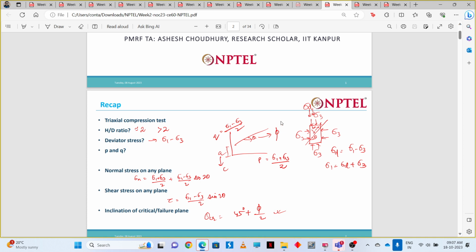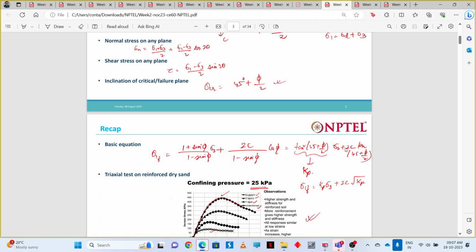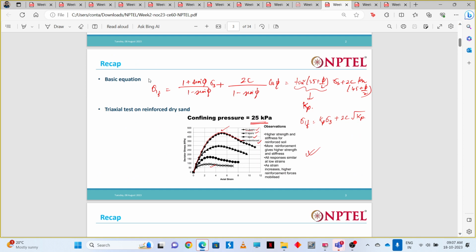How do we get the normal stress and shear stress on any plane? What is the critical angle of failure? All these things we had discussed. From any test, how can we get the failure envelope? And from the failure envelope, we can get the cohesion and the friction angle of any soil. This is the basic equation, as we all know, from the Mohr-Coulomb failure theory.